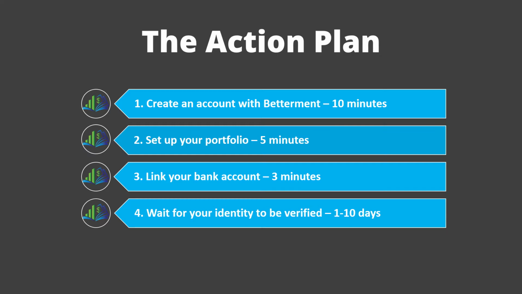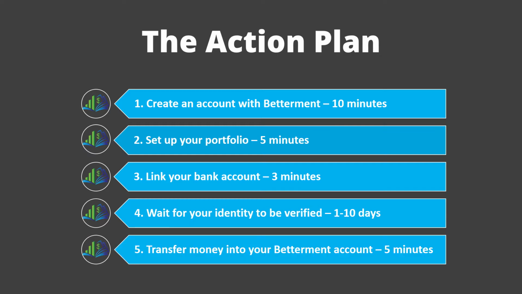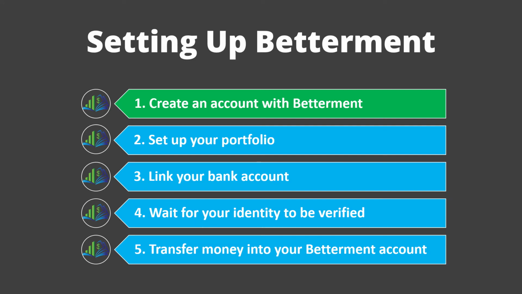Once you get confirmed, you can do step 5, which is to transfer money into your account and then have it invested. The money transfer will take you 5 minutes. It might take a day or two to actually get the money transferred in there. But anyway, all right, so on to step 1, to create your account with Betterment.